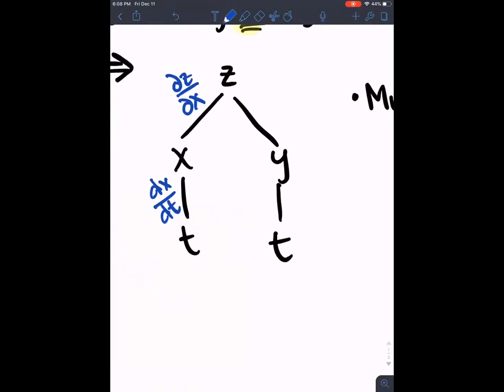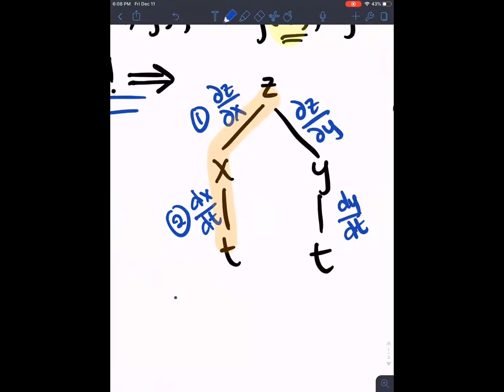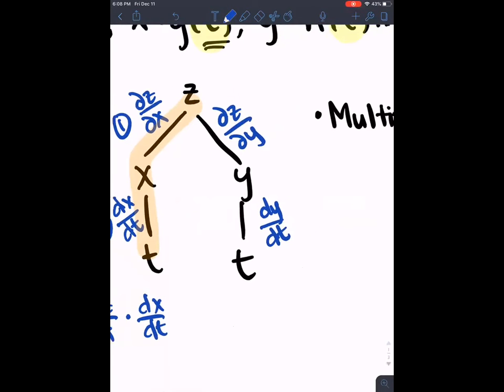And what you have here is partial with respect to y. And then you've got dy dt. So what you want to do is multiply down this branch. That means you multiply this term with this term, so you get dz dx times dx dt. And do the same thing for the other branch.